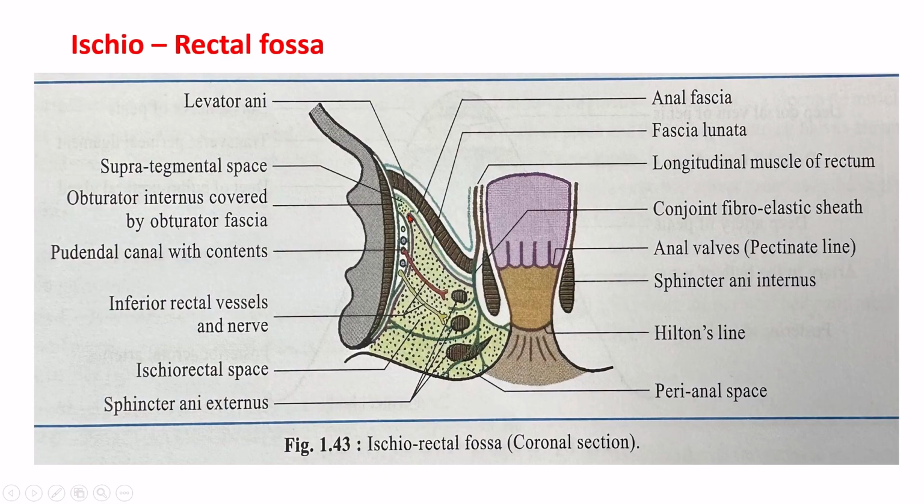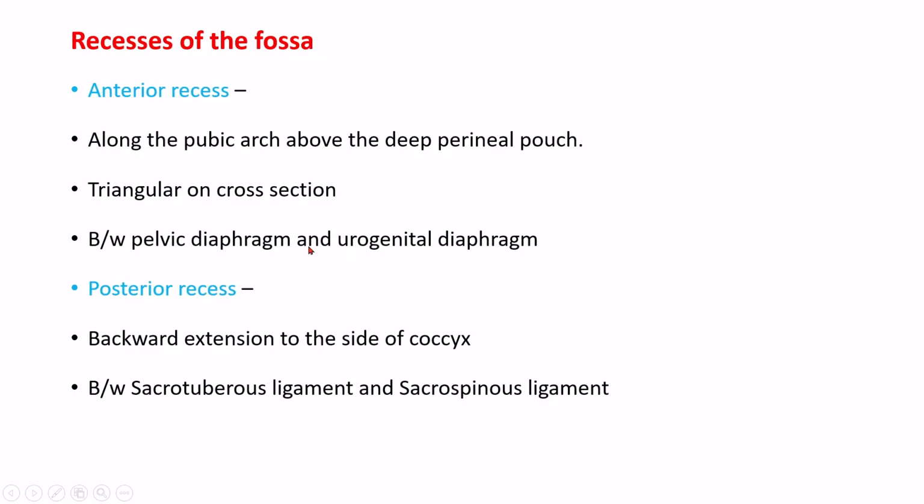The apex of which, or the highest point of which, is called the tegmentum. The ischiorectal fossa is divided into three parts: the suprategmental space above the tegmentum of the lunate fascia, and the ischiorectal space, which is between the tegmentum of the lunate fascia and the perianal fascia, and the perianal space. So, perianal space, ischiorectal space and suprategmental space. Let us see this in detail in further slides.